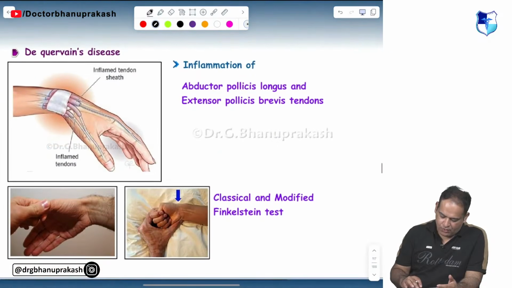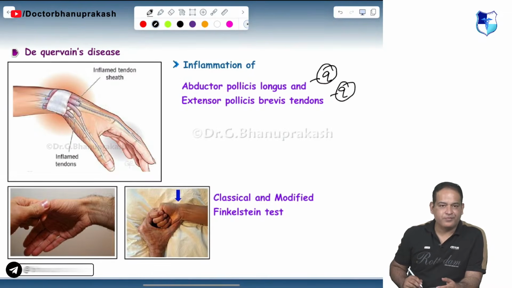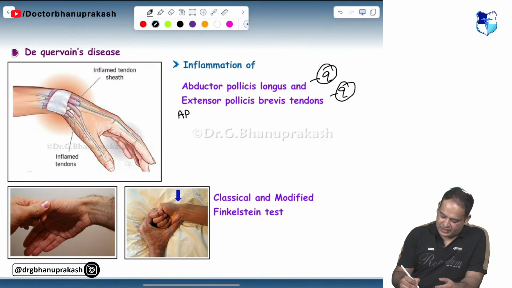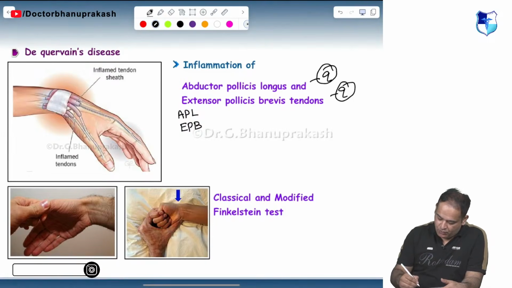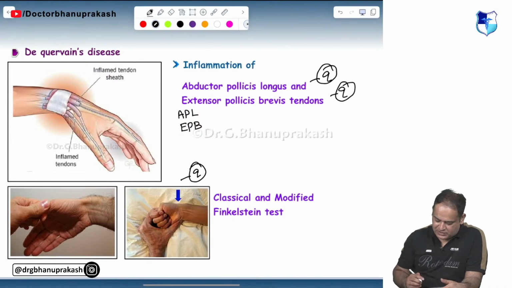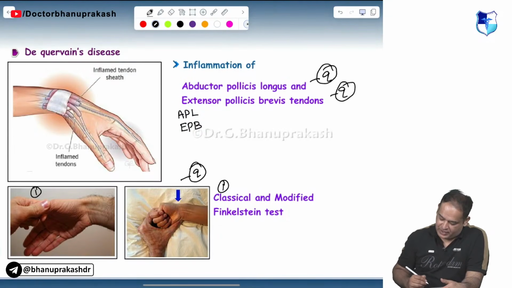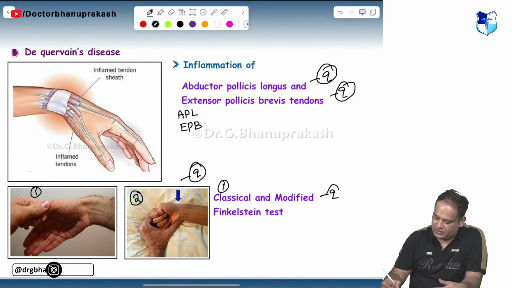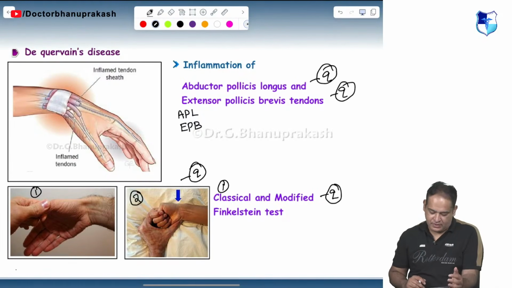Now, De Quervain disease is the inflammation of APL, abductor pollicis longus, and EPB, extensor pollicis brevis tendon. What is important here? Finkelstein test. Fine. So first one is classical Finkelstein test. Second one is modified Finkelstein test. Name is important. Which test? Finkelstein test, right? Finkelstein test.